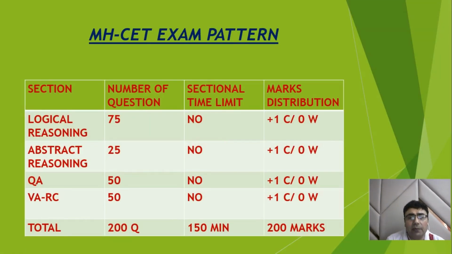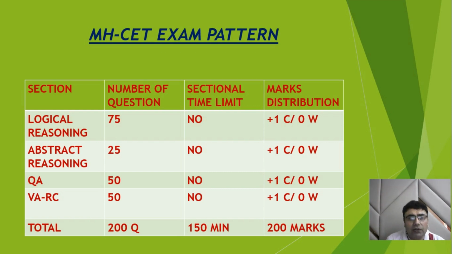As far as the MAH CET exam pattern is concerned, one of the sections that appears is logical reasoning. 75 questions are asked in this section. No section time limit. +1 is awarded for each correct answer, and there is no negative marking. The second section that appears is abstract reasoning. 25 questions are asked in this section. Again, no section time limit. +1 for each correct answer, and no negative marking.